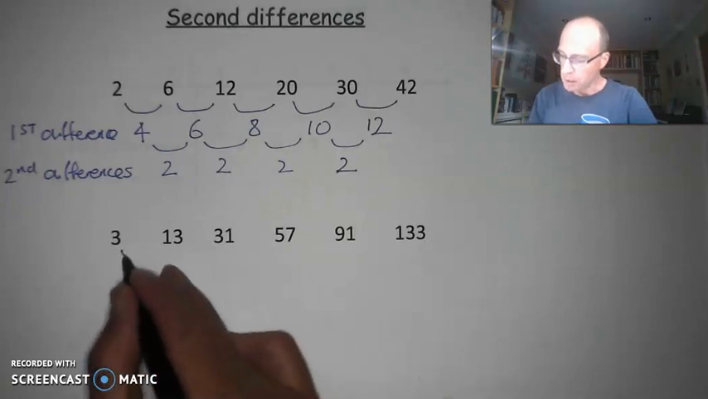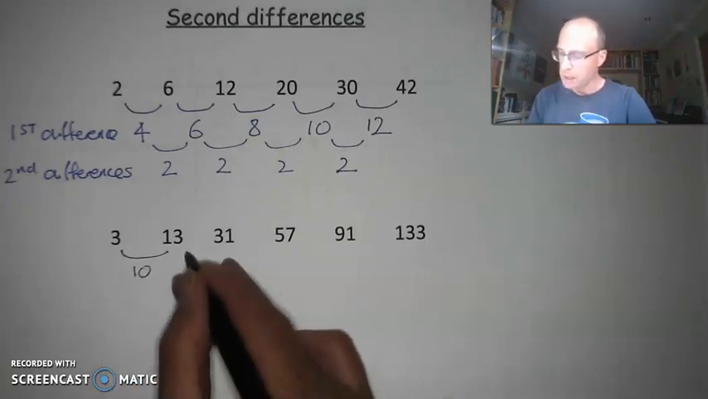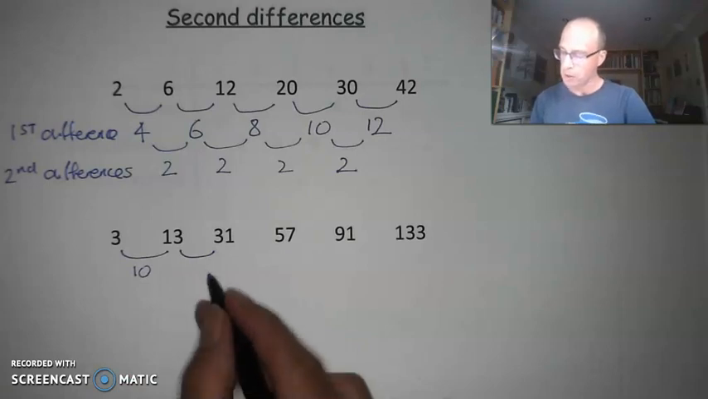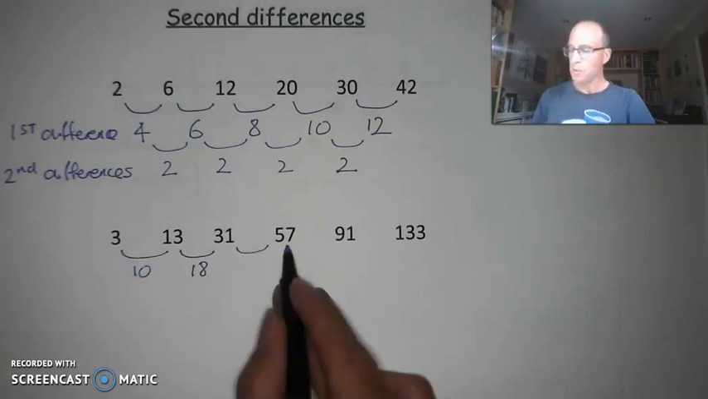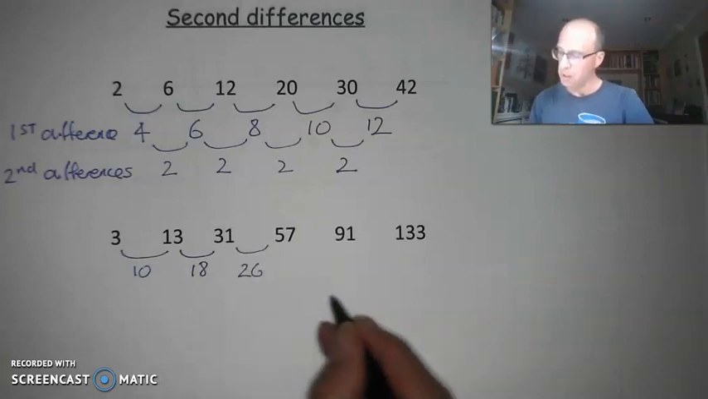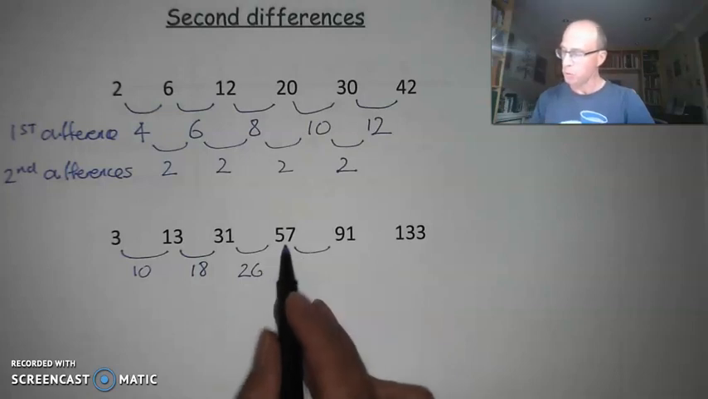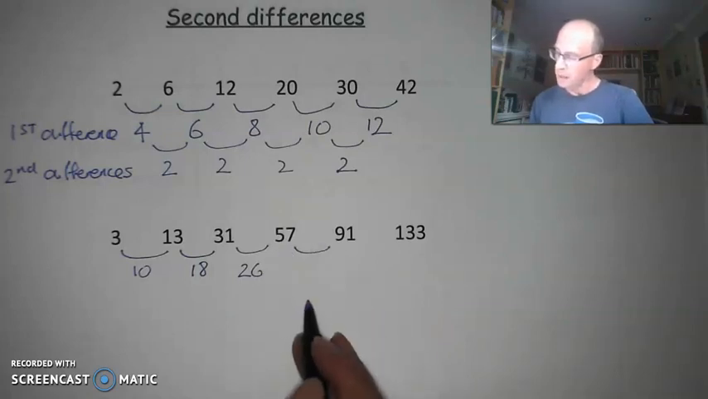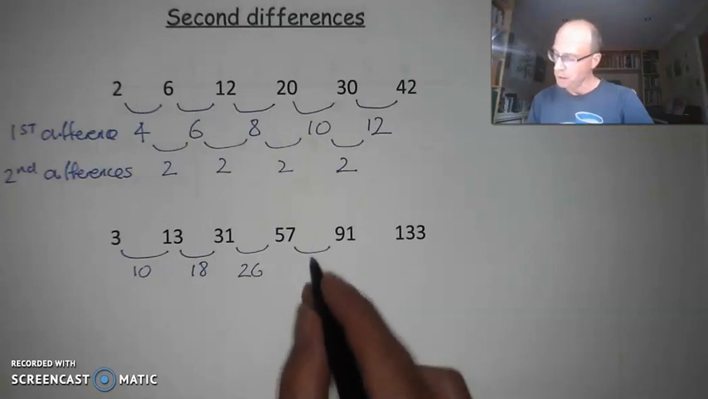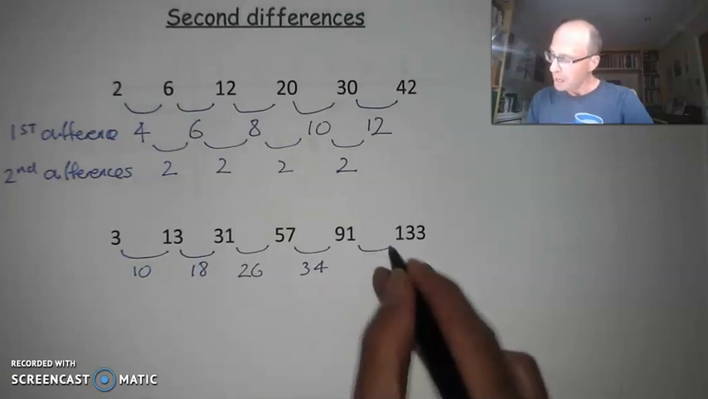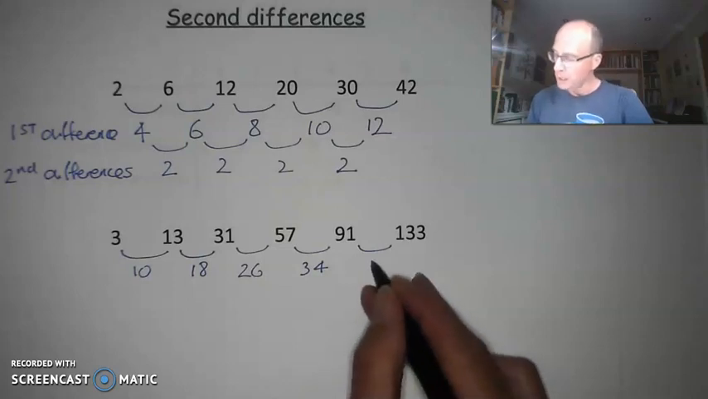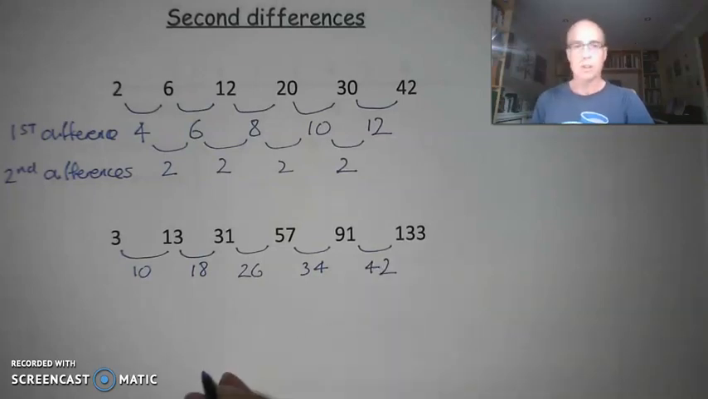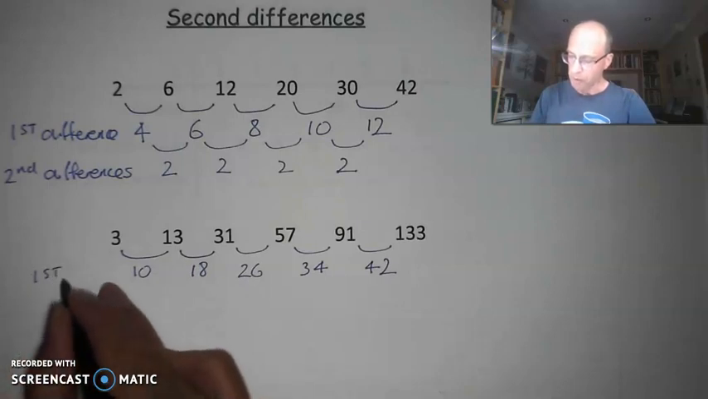So 3 and 13, difference between those two is 10. Difference between 13 and 31 is 18. Difference between 31 and 57 is 26. 57 and 91, well 3 will get me up to 60, and then I want to add another 31, so that's going to give me 34, and 91 up to 100 is 9, and then another 33 is going to give me 42. So those are my first differences.